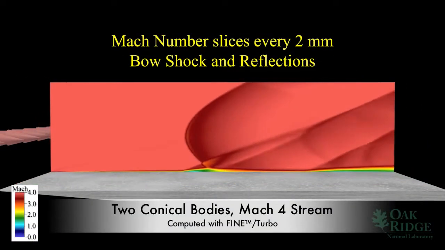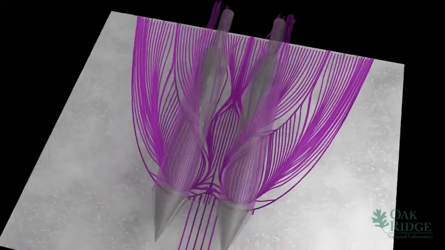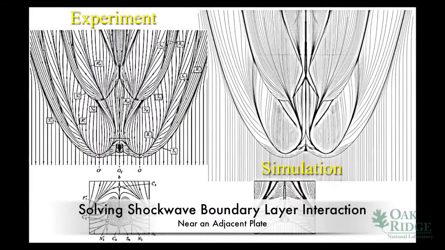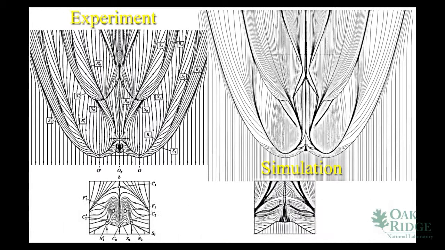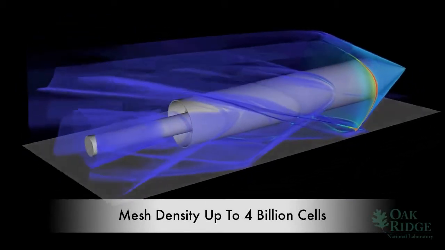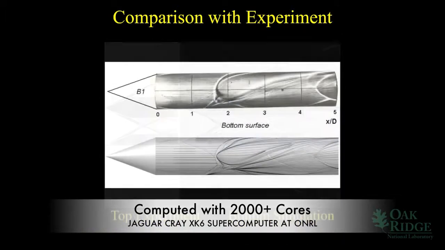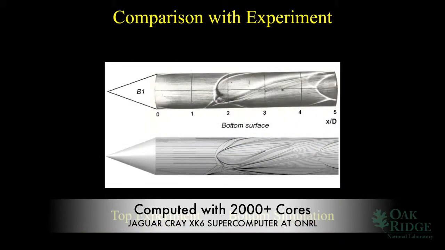This is an example of a massive HPC scale problem. The model includes two conical bodies exposed to a Mach 4 stream adjacent to a flat plate. The objective of the study is to resolve the shockwave boundary layer interaction. The flow model has been meshed with up to 4 billion cells and solved on thousands of cores using the Jaguar Cray XK6 supercomputer at the Oak Ridge National Lab.